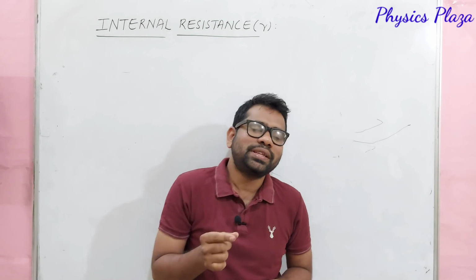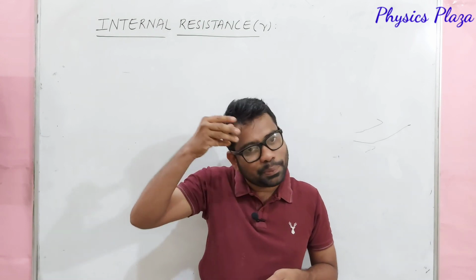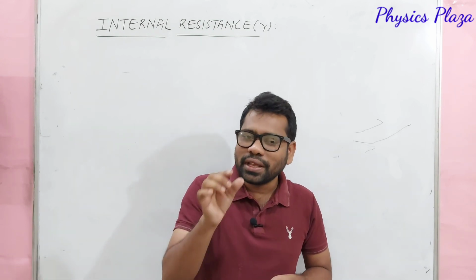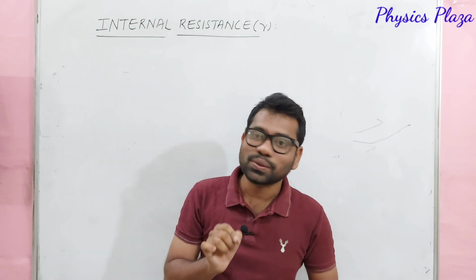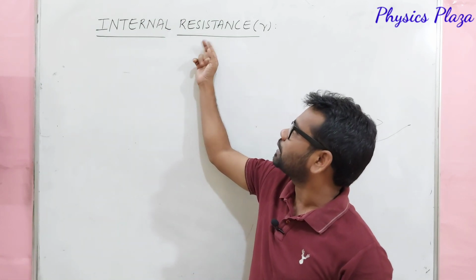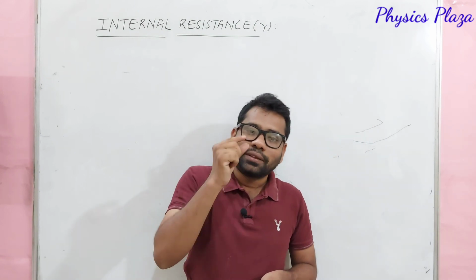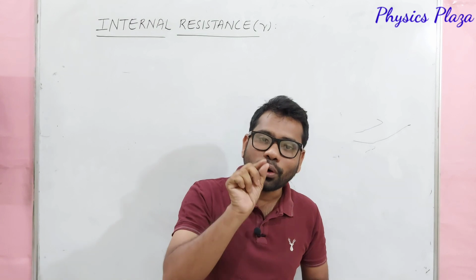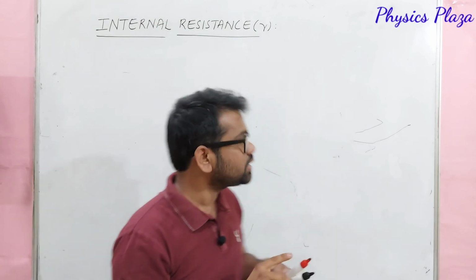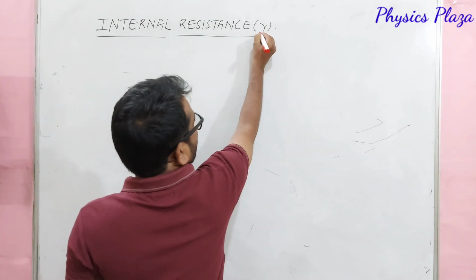So here, of course, the electrolyte might be the best conductor, no doubt about it. But dear children, still it offers some resistance. That resistance we call internal resistance, which means the resistance offered by the electrolyte to the flow of charges is called internal resistance. We represent it with a small r.